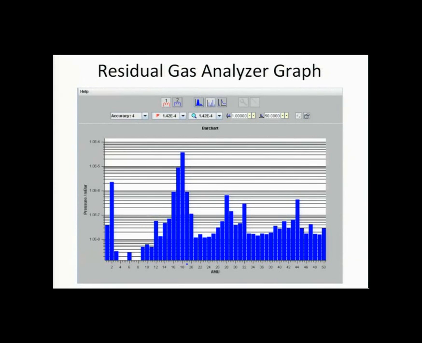Here is an example. This is the graph from an RGA, a residual gas analyzer. And we see on the left, we see pressure. On the bottom, we see AMUs, or atomic mass units. So we're looking at different elements which are present in the sample. And the pressure can kind of give us an idea of the percent composition of the residual gas.